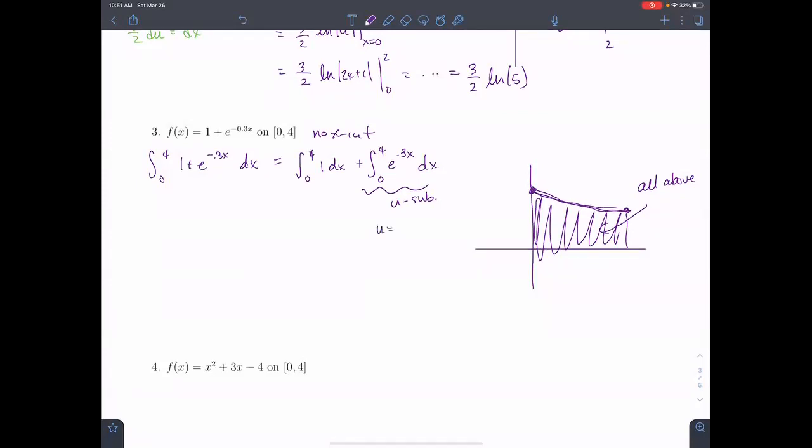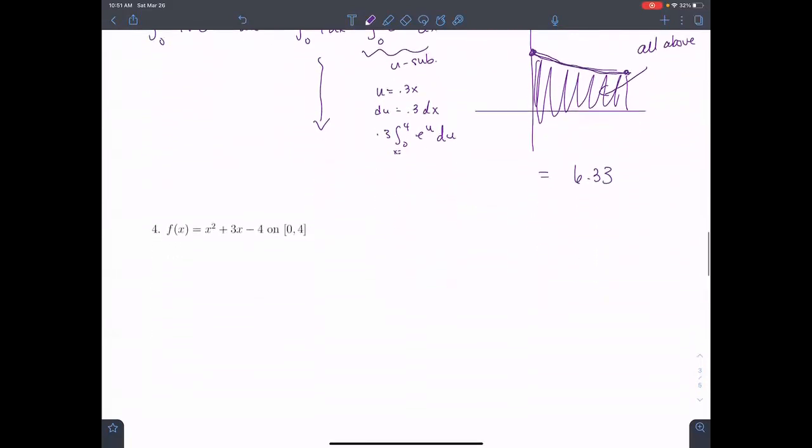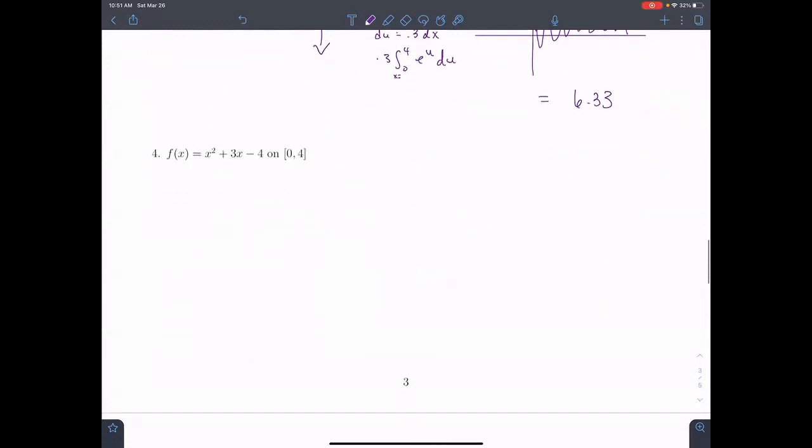So u is 0.3x, du is 0.3 dx, sorry. So then you would do 0.3 times the integral from 0 to 4 of e to the u du. This is x equals 0, and then continue on with that. Again, just like we did in section 6.3. Once you continue doing this, eventually you should get 6.33. The difference here is in this setup, not really anything else.